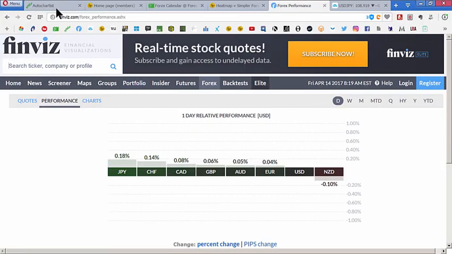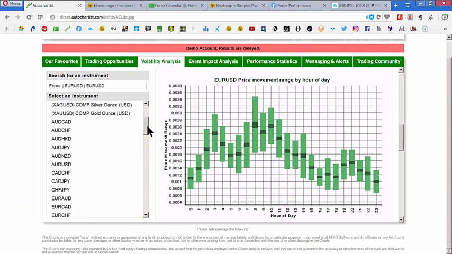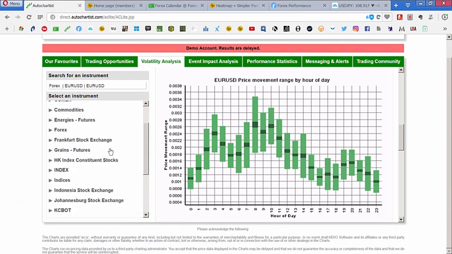So let's go to the auto chartist. This is how we look around corners, gang. This is how we look around corners.